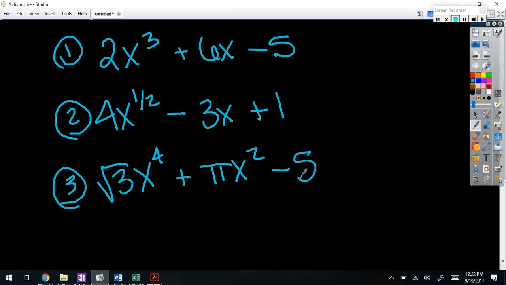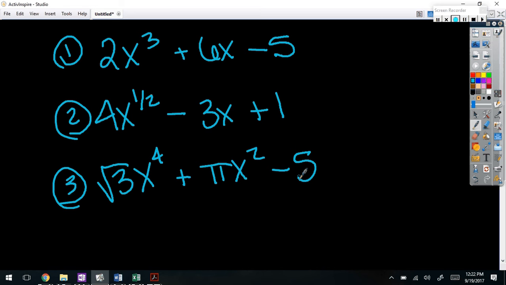Look at the first one. Yes or no, is it a polynomial? Yes. Why? Because of the exponent. All the exponents are positive whole numbers, right? You see that? So yes, number one is a polynomial. How about number two? No. Why? Because it's not a whole number. The exponent on the x here is a fraction. That's not a positive whole number.